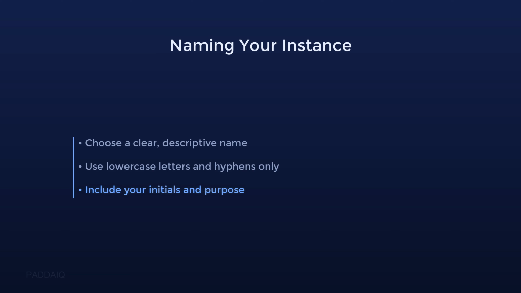Include your initials and purpose. This means your instance name should contain your identifier and its function. For example, John Doe creating a development instance might name it JDDev Training. This immediately tells your team who created it and what it's for. Consistently naming instances this way makes them easy to identify and manage.